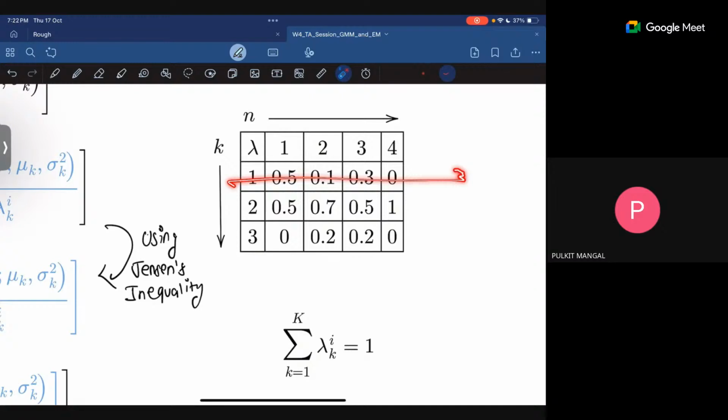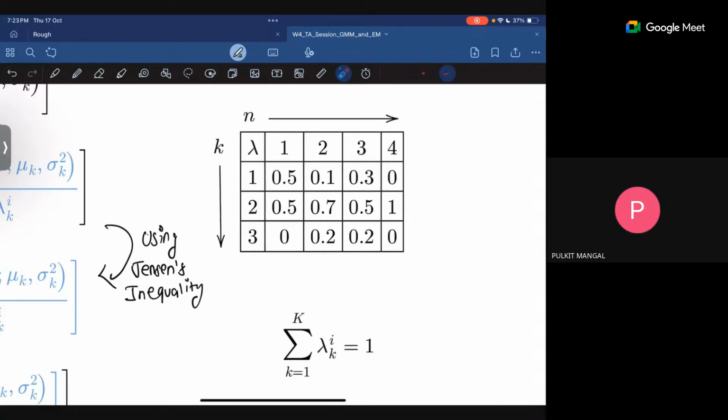Notice this will not sum up to 1. If you see the question sometimes, instead of k equal to 1 to k, what they put in the summation is i equal to 1 to n. That is, they sum up like this. That is the probability of choosing the data point from one cluster. This will not sum up to 1. This is the probability that lambda ik denotes. I here means the data point, k here means the cluster, sorry, the component.